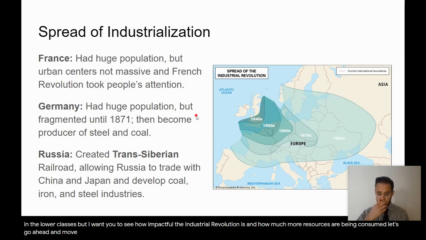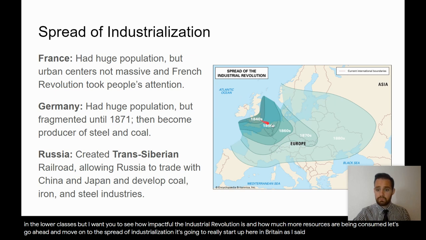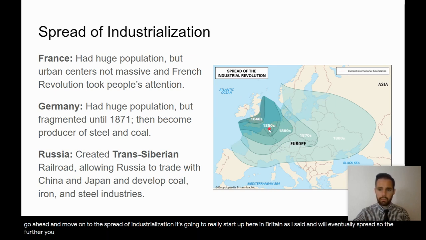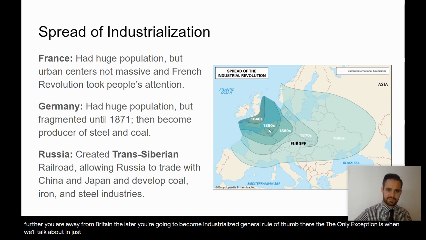Let's go ahead and move on to the spread of industrialization. It's going to really start up here in Britain, as I said, and will eventually spread. So the further you are away from Britain, the later you're going to become industrialized. General rule of thumb there. The only exception is one we'll talk about in just a second here.